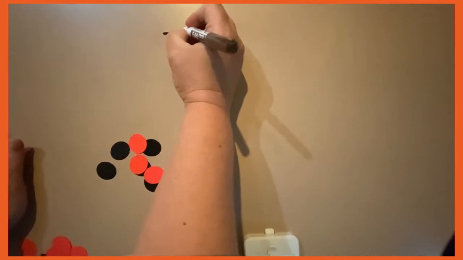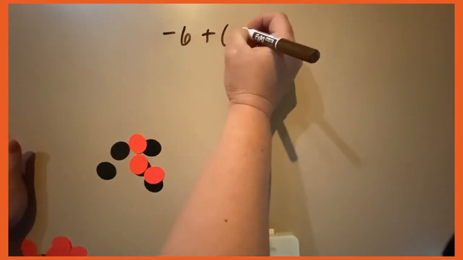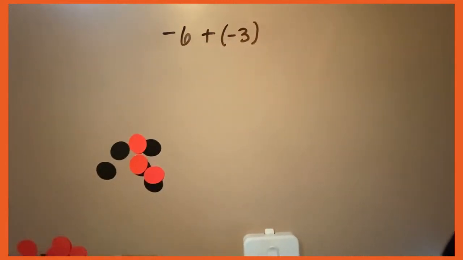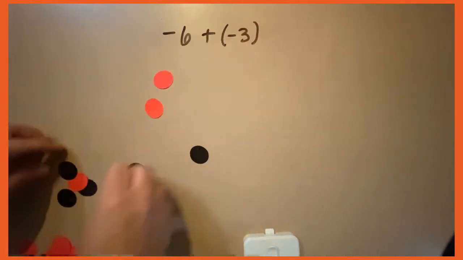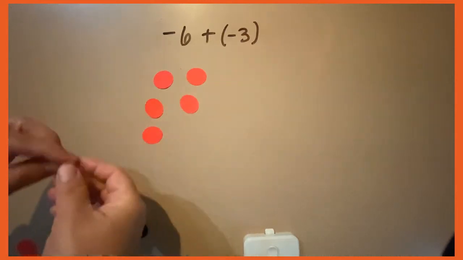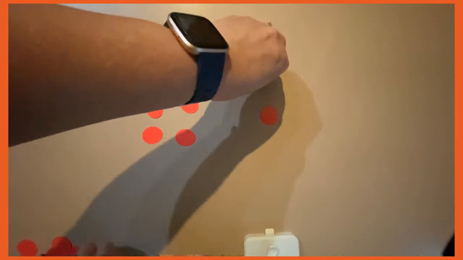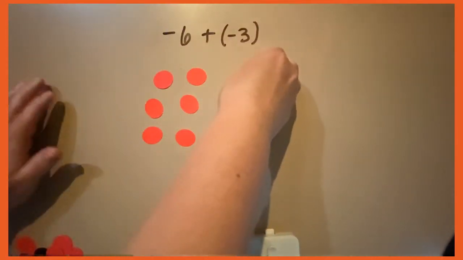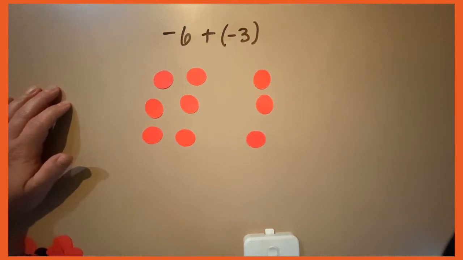Okay, what if we have a negative 6 plus negative 3? Well, these are all going to be red. So I have 1, 2, 3, 4, 5, 6, and 1, 2, 3 red ones gives me 9 red ones all together.